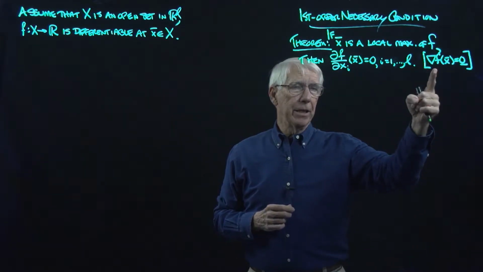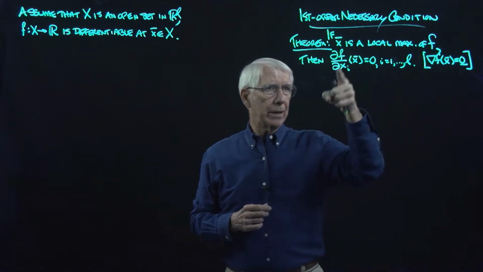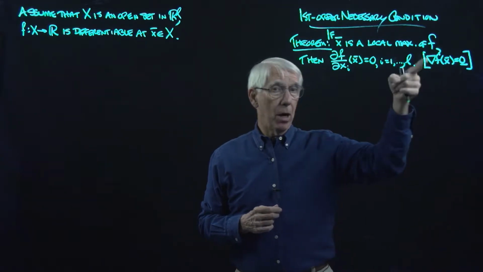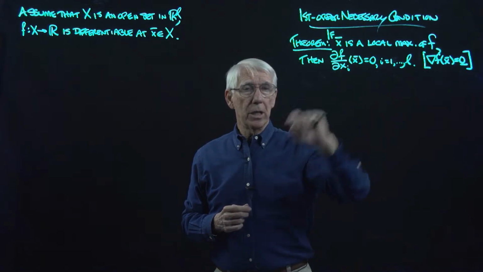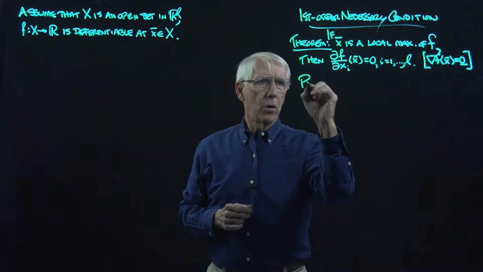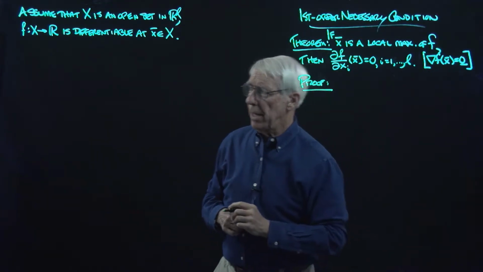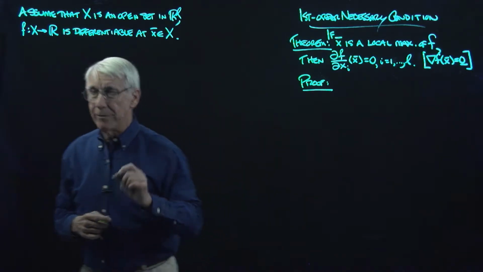the gradient of f is the 0 vector, because the gradient of f is the vector of partial derivatives, and the gradient of f evaluated at x bar is the vector of partial derivatives, each of them evaluated at x bar. So we're going to give a proof, but I'm going to start by giving a proof in the case L equals 1, so when we have a real function.